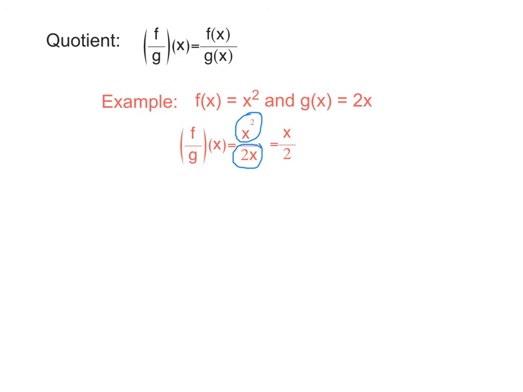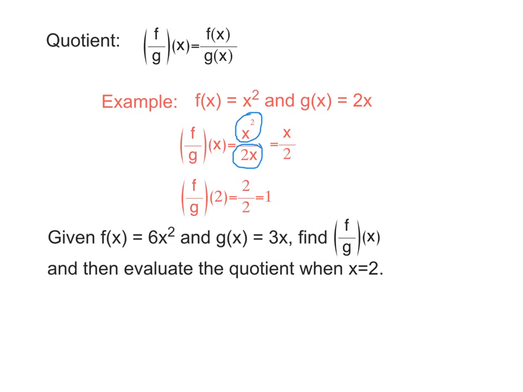Now again, if we were asked to evaluate this quotient function at a particular value of x, say x equals 2, the result would look something like this, where you would simply plug in 2 for x in the quotient function, which is x over 2, and you'd end up with 2 over 2, or 1.